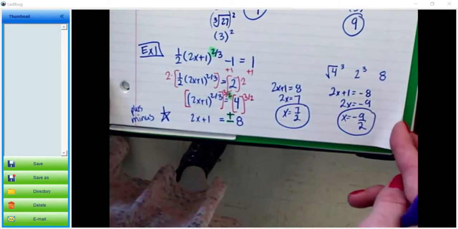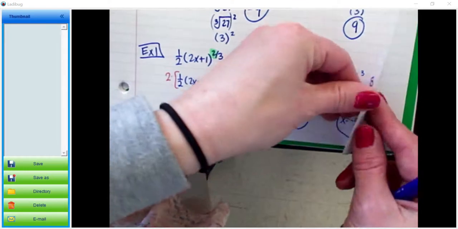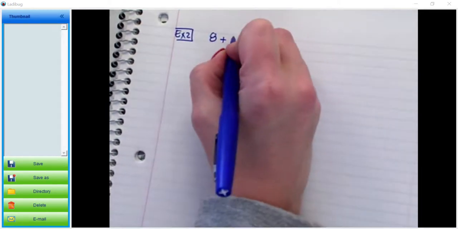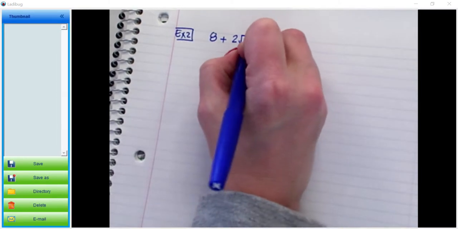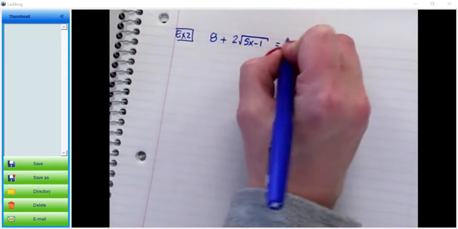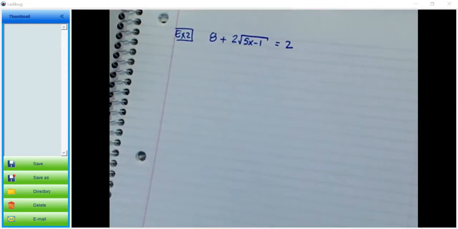Okay, let's do another example. Number 2. Go back up. Here we go. Eight plus 2 root 5x minus 1 equals 2. There is a trick in this question. Don't say it, but look for it. There is a trick in this question. So as you are solving or isolating x, see if you can find it.